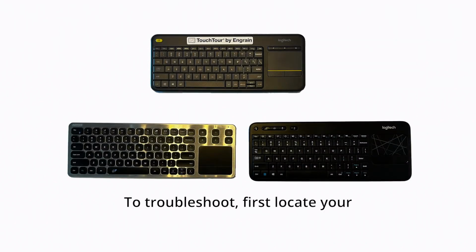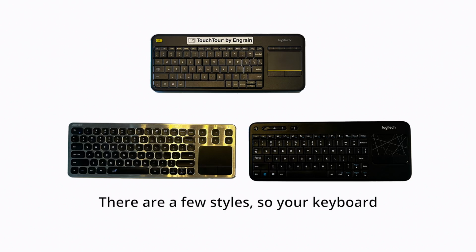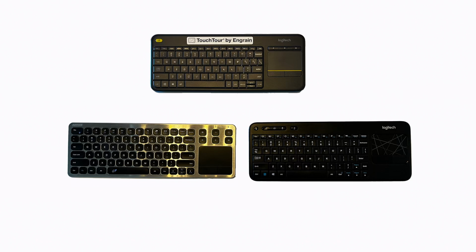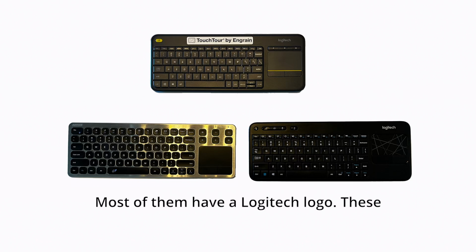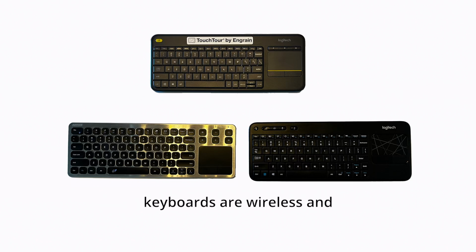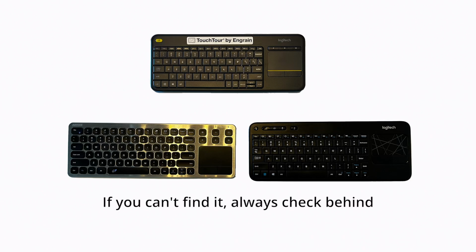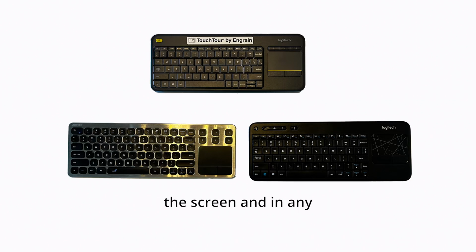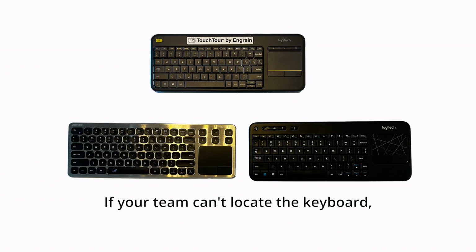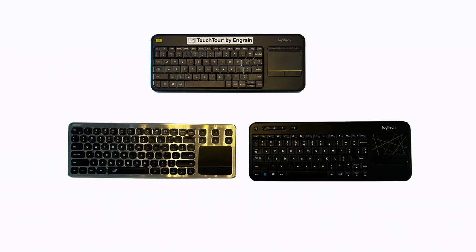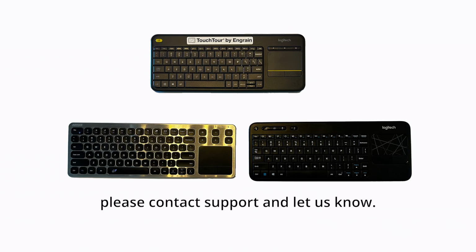To troubleshoot, first locate your keyboard. It's a small wireless keyboard that has a trackpad on the right. There are a few styles, so your keyboard will look something like this. Most of them have a Logitech logo. These keyboards are wireless and can easily be misplaced. If you can't find it, always check behind the screen and in any leasing desk drawers. If your team can't locate the keyboard, please contact support and let us know.